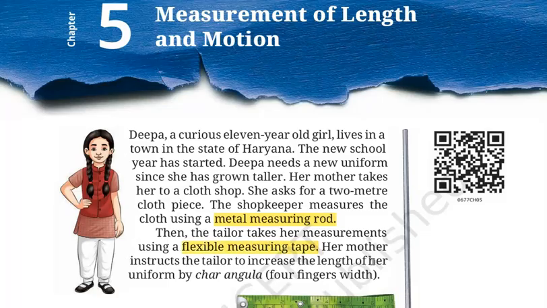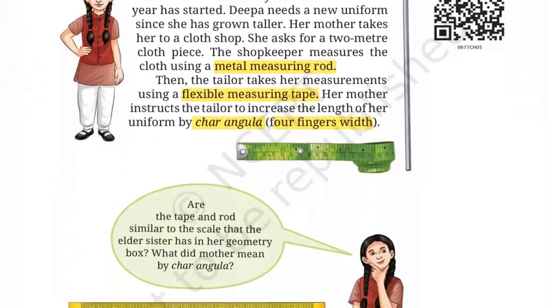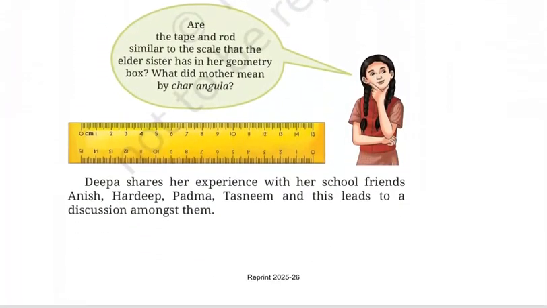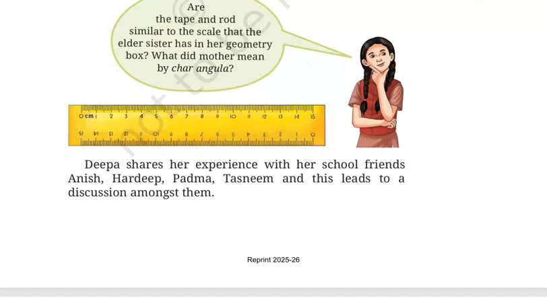Okay, now her mother also instructs the tailor that you increase the length of the uniform by 4 angula. 4 angula means 4 fingers width. All right, so all this is happening. While all this is happening, Deepa is thinking, are the tape and the rods similar to the scale she has seen in her elder sister's geometry box? And she's also thinking, what is the meaning of 4 angula? So all this is her thoughts going on while her mother is just talking with the tailor about her clothes.